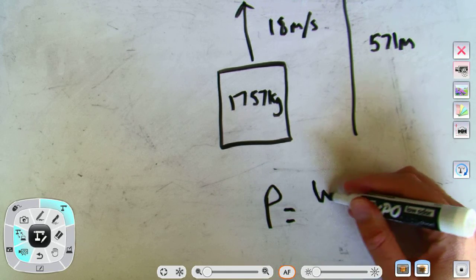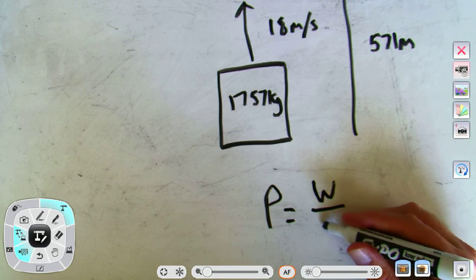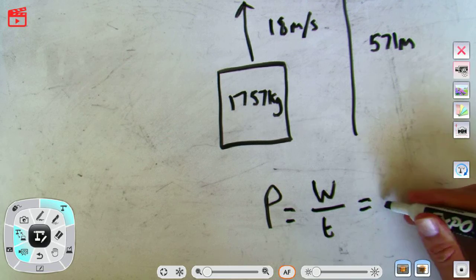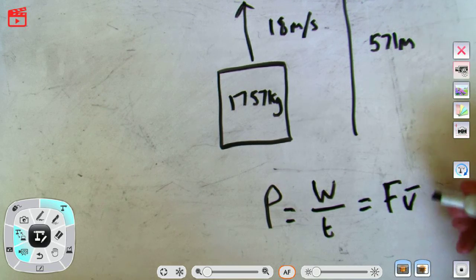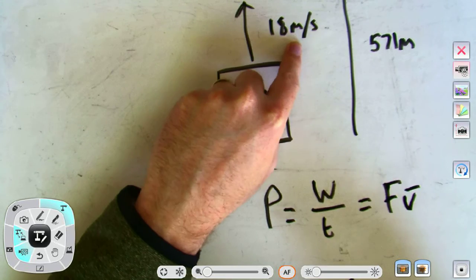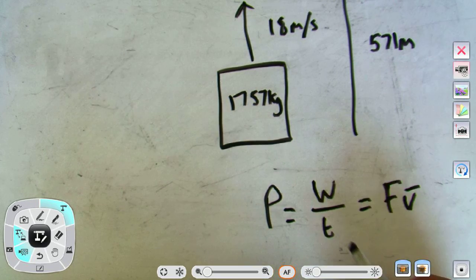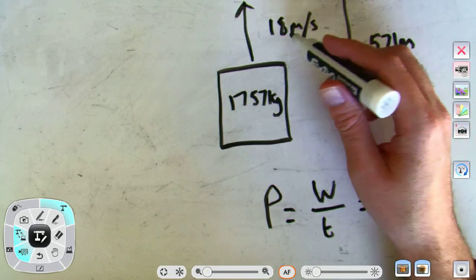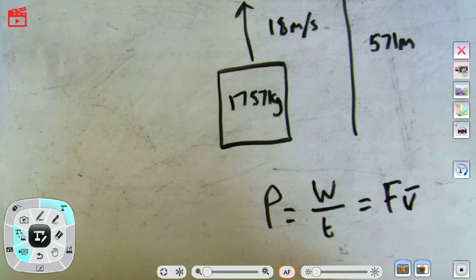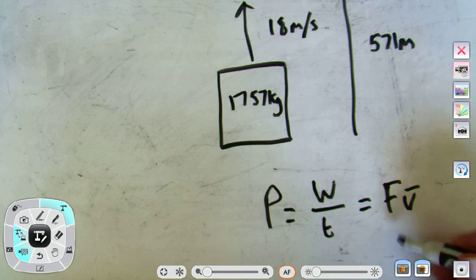We can get that by doing work done over time, or we can do force times average velocity. Well, we're given an average velocity. We're not given a time, but we could, in theory, calculate a time from the distance and the average velocity. So in theory, you could do this both ways. You usually can, right? If you're given the information to do one way, you can usually take that information and work out another way. The first thing we need to do here is work out what my force is, right?